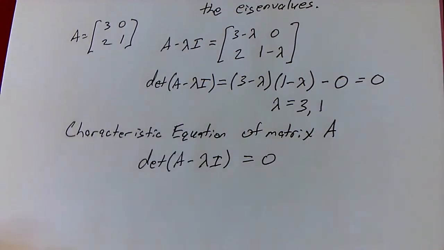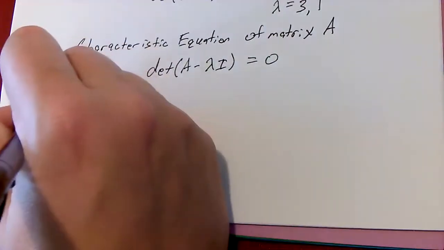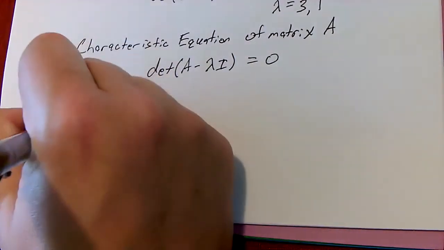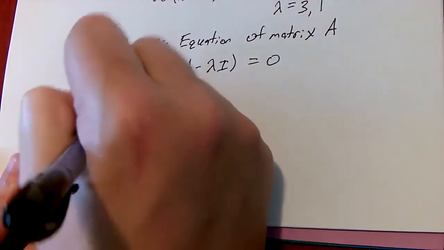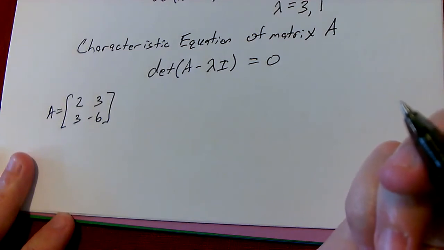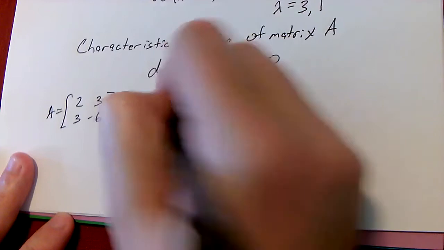All right, so let's look at a couple more examples here. Let's use the characteristic equation now to find our information about a matrix. So my new matrix A here is going to be 2, 3, 3, and negative 6. Okay, you see my matrix A there. So I'm going to take A minus lambda I then.